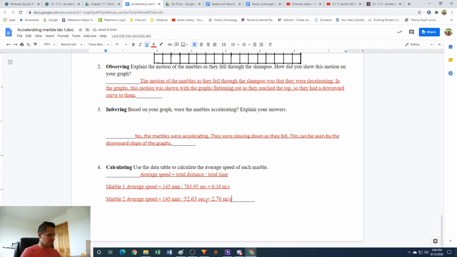So if we look at the speeds for both marbles, marble 1 fell really, really slow. And marble 2 fell way faster. But that's because we watered the shampoo down, so it makes sense.